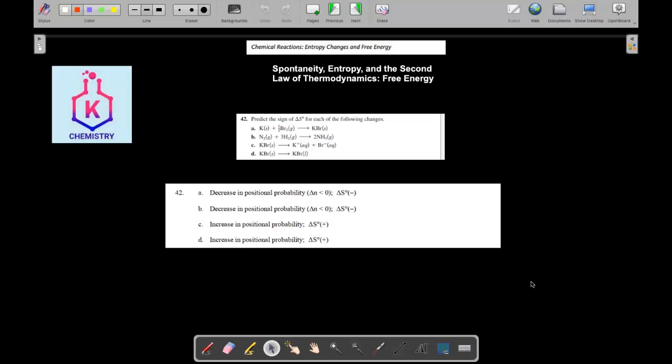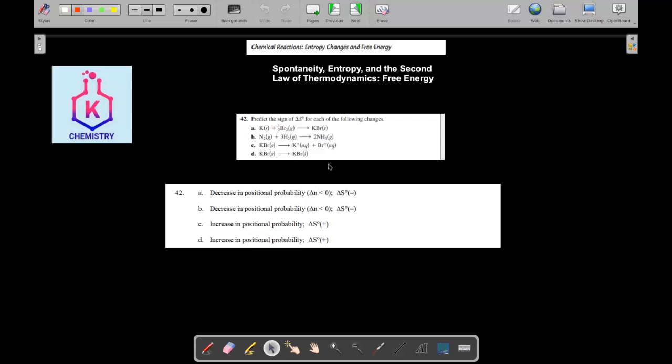Let's continue the questions about the entropy. Predict the sign of delta S for each of the following changes. K solid reacting with bromine gas into KBr. Here you have changed from one solid and half mole of gas into solid. So the probability will decrease.